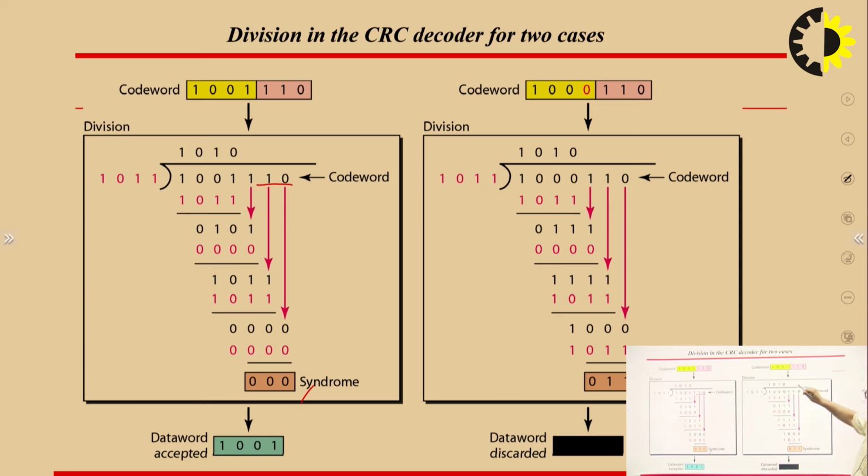But in this case, if the data has been changed like this, the data sent was 1, but it changed. Now this is the error. If this is an error, it means there is a burst error. So we have to discard it and the data must be retransmitted again.